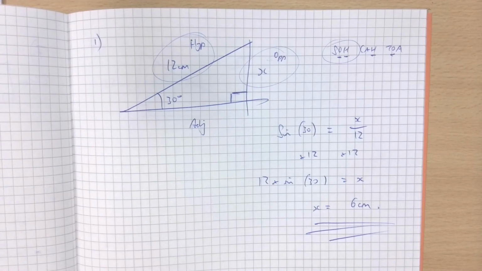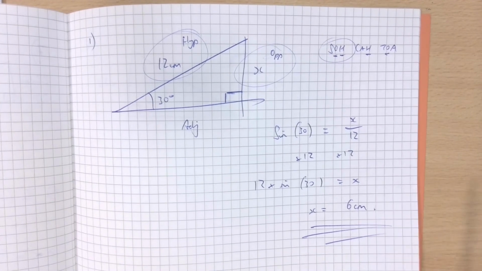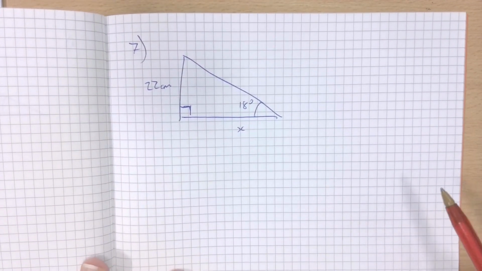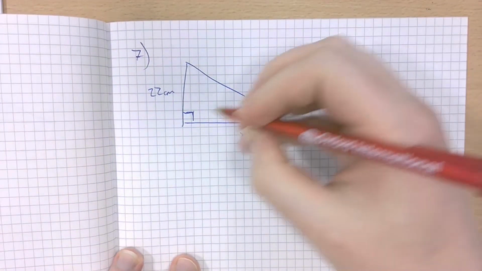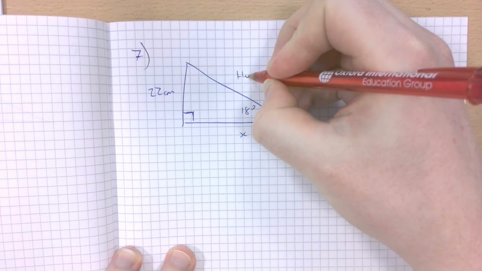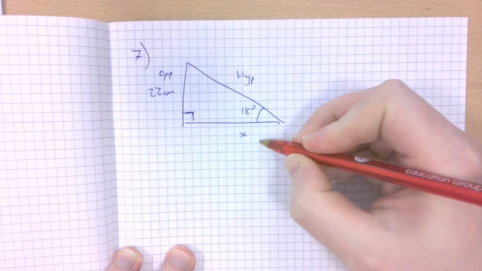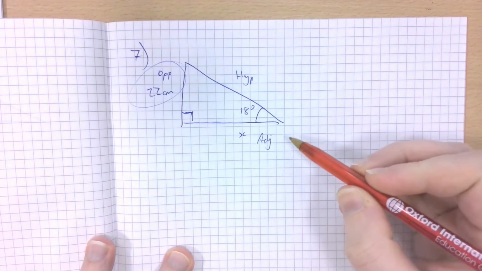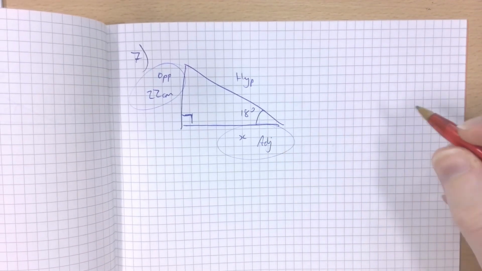It's not like that all the time. That's what I was trying to say yesterday, and that's why I was talking about question 7 as well. In terms of the steps, exactly the same. Going to label all the side lengths. This one, that's the hypotenuse. This one over here, that's the opposite. This one over here, this is the adjacent. So I've got my 22 centimeters as the opposite, and the side that I'm looking for is the adjacent.